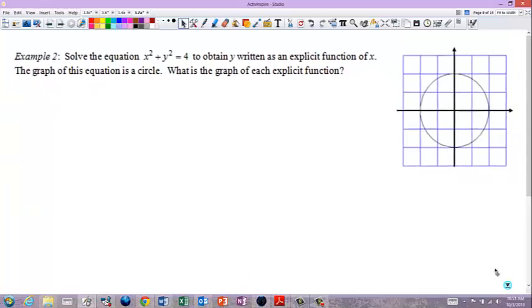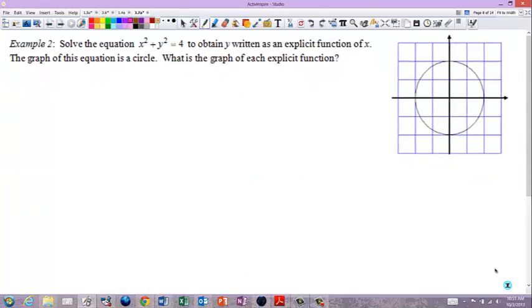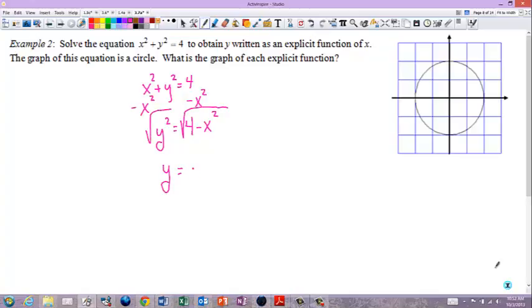X squared plus y squared equals 4. So I subtract x squared. So y squared equals 4 minus x squared. I'll take my square root. I have to remember to put my plus or minus. So I'm going to go ahead and write them separately. Equals negative. Because what happens is the positive is on the top, and then the negative gives you the bottom.